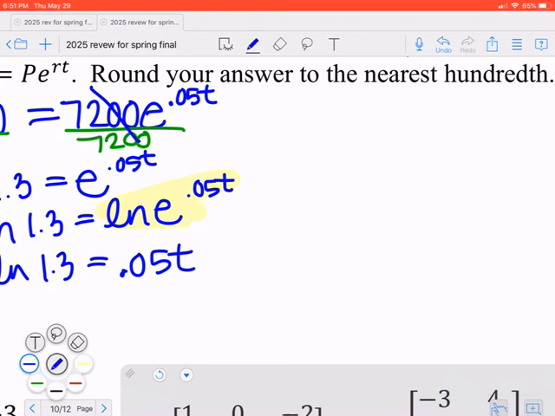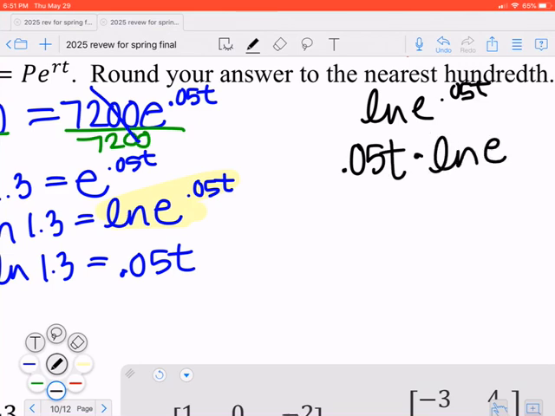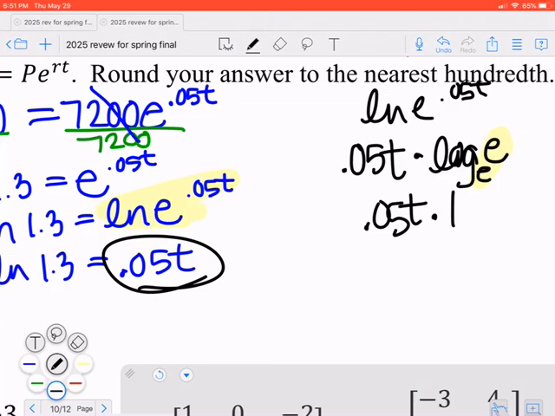So the baby steps of that would be, I take natural log of e to the 0.05t. I put my exponent down to be the multiplier. And the natural log of e is just 1, because remember, natural log means log base e. And when those two numbers match, the whole thing just equals 1. So 0.05t times 1 is 0.05t.